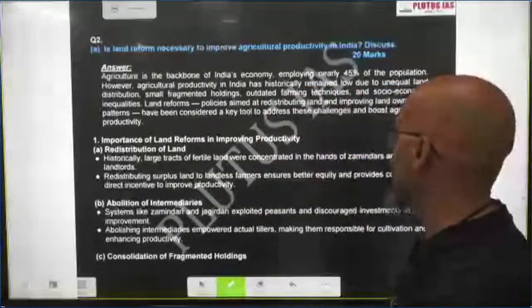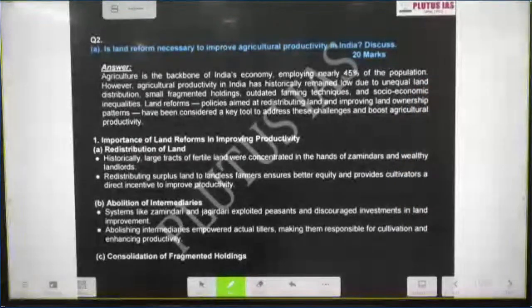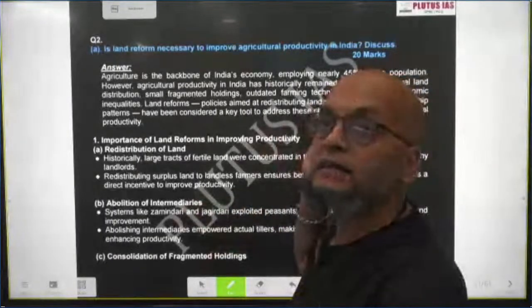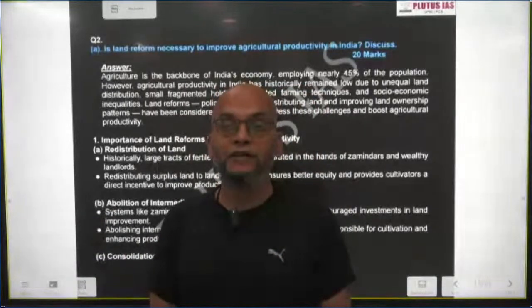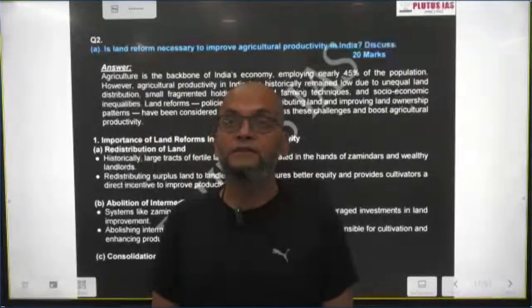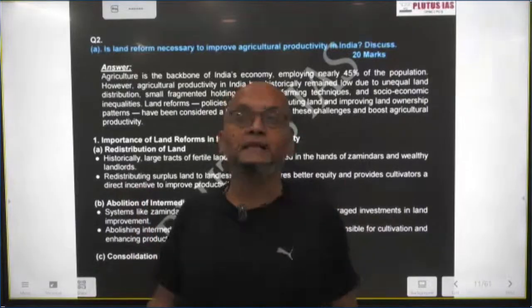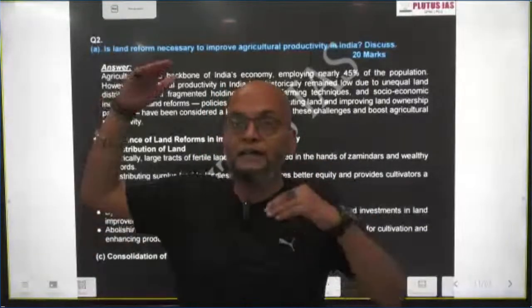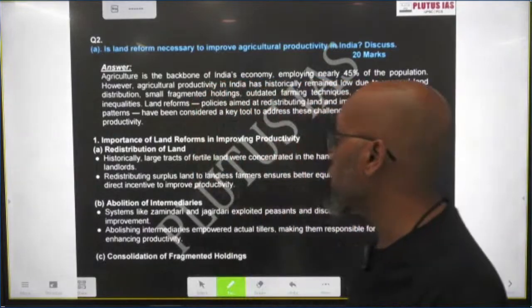Redistributing surplus land to landless farmers ensures better equity and provides cultivators a direct incentive to improve productivity. So, what happens here is that since the major chunk of land was under the clutches of zamindars and influential landlords, the farmers were actually employed as farm workers. It became necessary after independence to give land to them, to introduce land reforms, so that you can reduce the divide. And a new class of farmers called marginal farmers was born, who were the owners of the land.